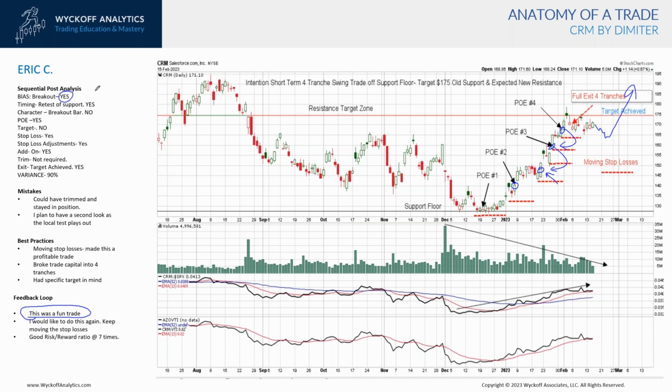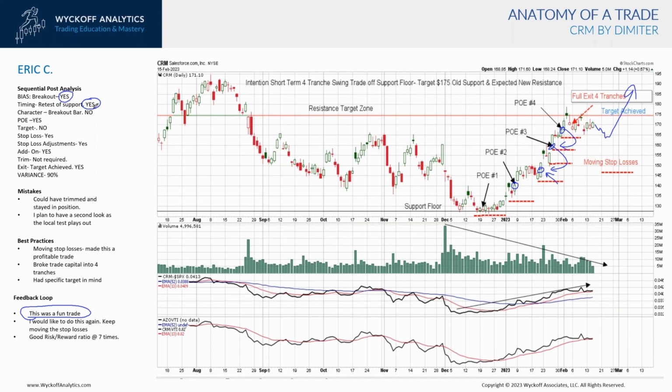He's not using our pre-approved little checklist, but he's going through the correct feedback numbers here. So anyway, bias breakout, yes, and retest of support, yes, on the timing. The character, no, and this is something we all have to deal with, Ramon. What do you think he's talking about there?